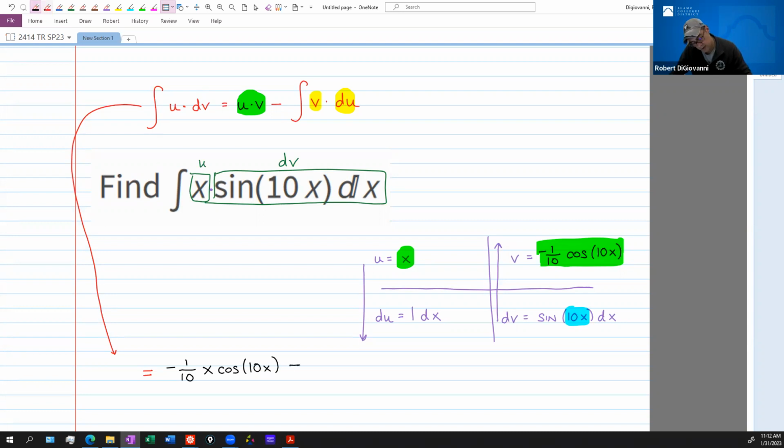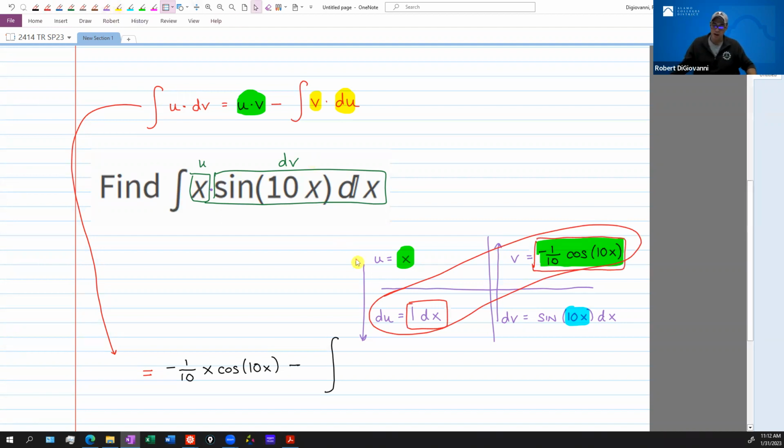Now I put minus, and now I like to leave a space in front of that integral sign that I'm about to put here, in case I need to pull a constant out. So the next part is to fill in this integral with the new integral, which will always be these two multiplied together. So I'm going to take the 1 dx and multiply it times that negative 1/10 cosine of 10x.